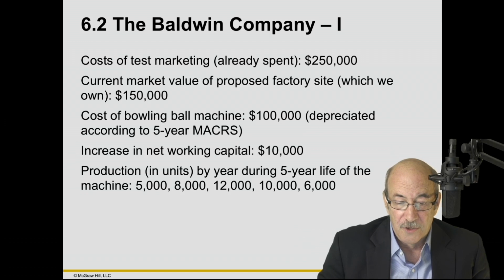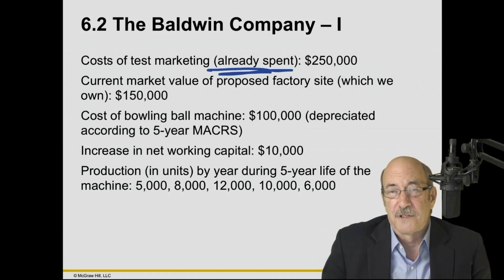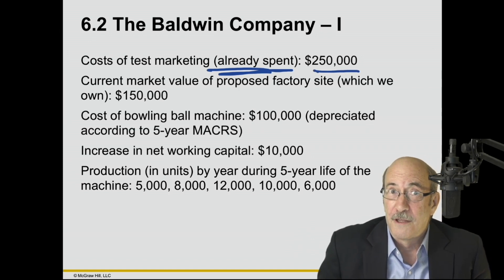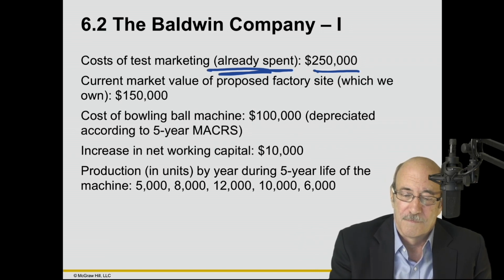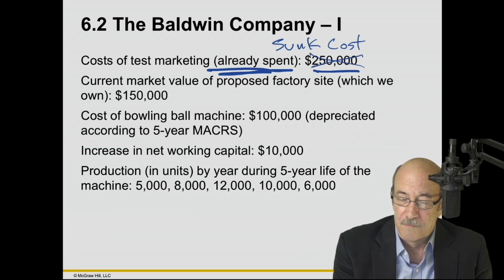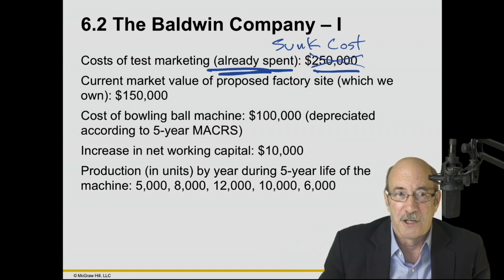All right, so costs of test marketing already spent, $250,000. What do you think that is? Is that going to be part of our analysis here or not? Right. It's not, because that is a sunk cost. So forget about that. Don't need to worry about it. It's out of our mind.